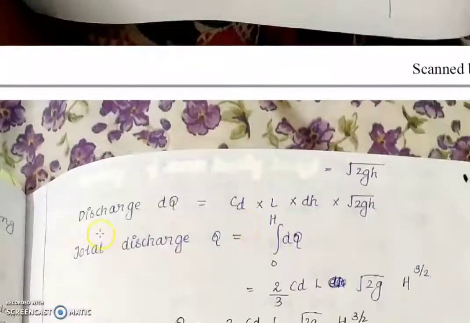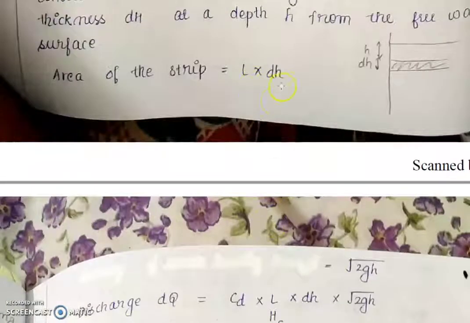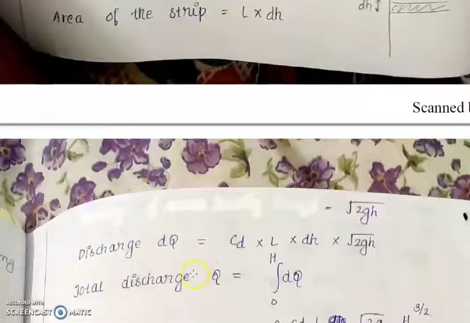The next step is finding the discharge. Discharge is equal to Cd into area into velocity. You know that the actual discharge is equal to the coefficient of discharge into area into velocity. The area of the strip is L into dh.